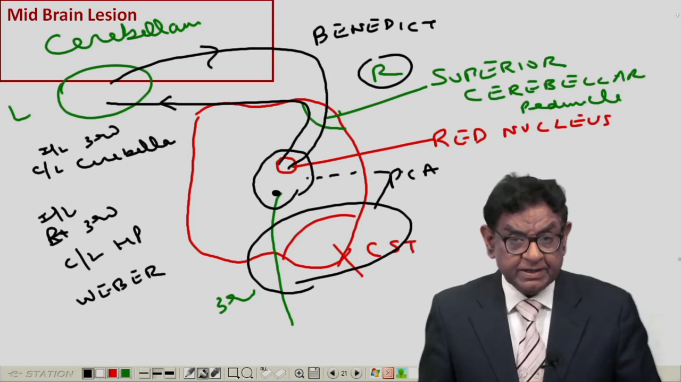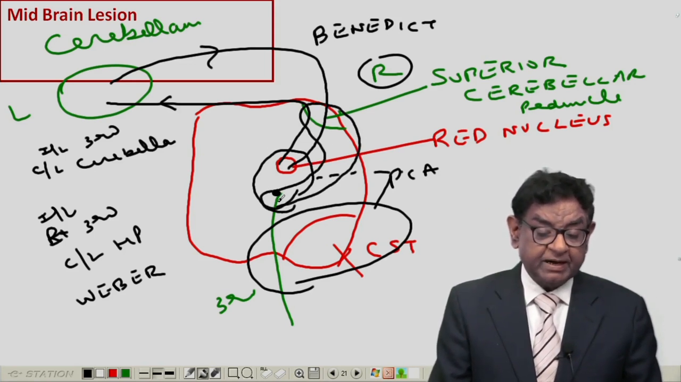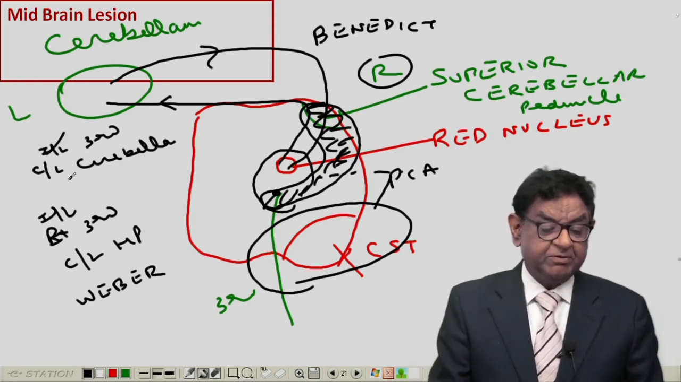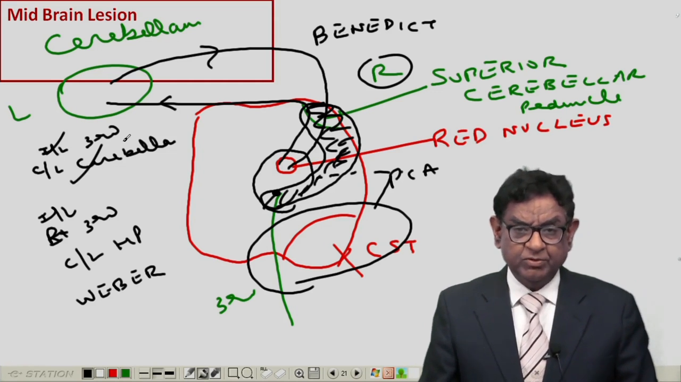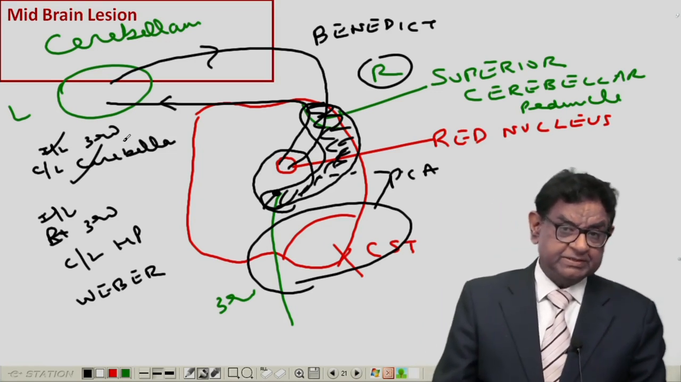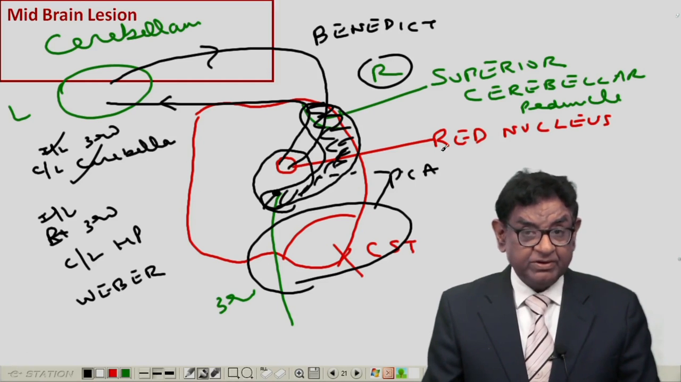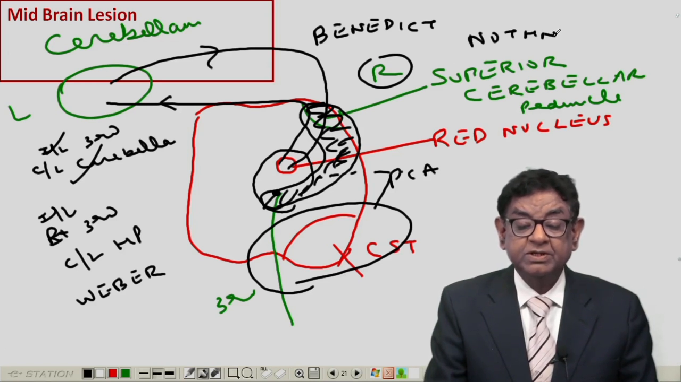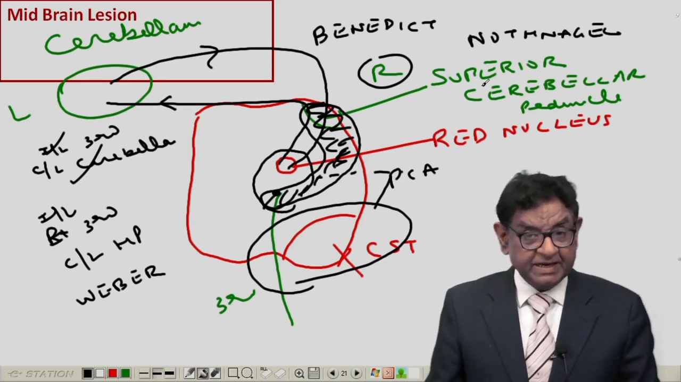At this time, the involvement may be the third nerve nucleus and superior cerebellar peduncle, like this. That means the red nucleus is not involved. But clinically, the patient will have the same findings, ipsilateral third nerve palsy and contralateral cerebellar features. So clinically, there will not be any difference, but the only difference between the two is that in Benedict syndrome, there was involvement of the red nucleus. Now, this is known as Nothnagel syndrome. In Nothnagel syndrome, there is involvement of the superior cerebellar peduncle, artery involved same, clinically same.